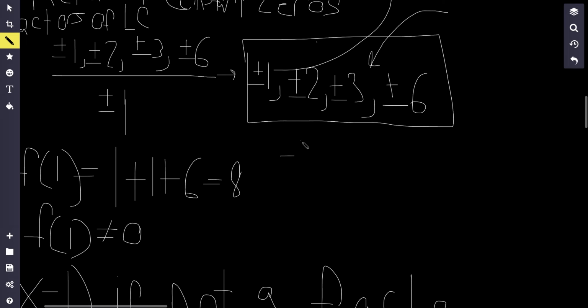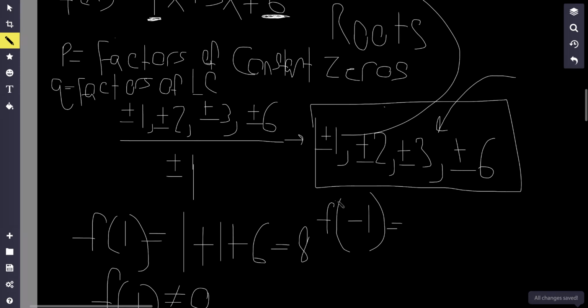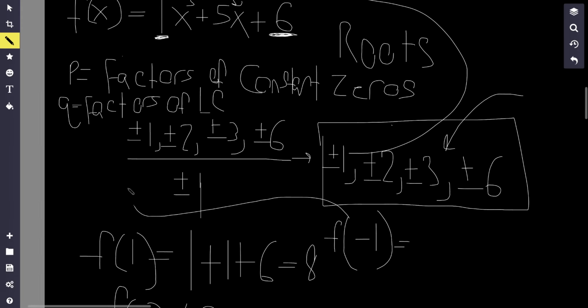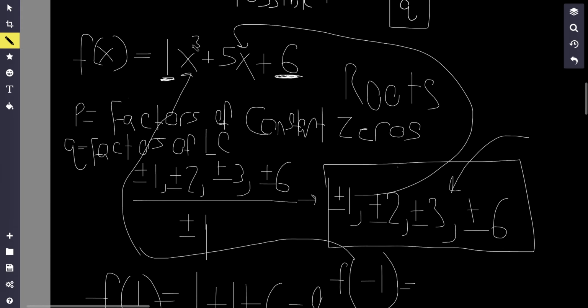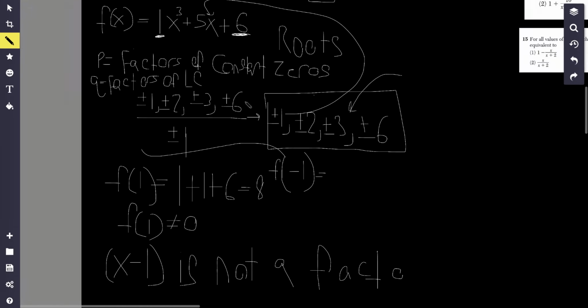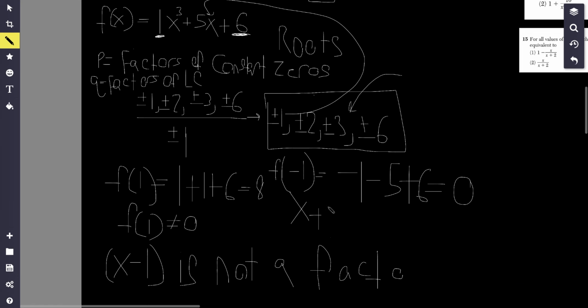So let's say I pick -1 next. If I want to find out what f of -1 is equal to, I plug this into my function. -1 to the third power is just -1. So -1 times 1 is -1. 5 times -1 is going to be -5. And then this is plus 6. And notice how f of -1 is equal to 0, meaning that x plus 1 is a factor of this polynomial.